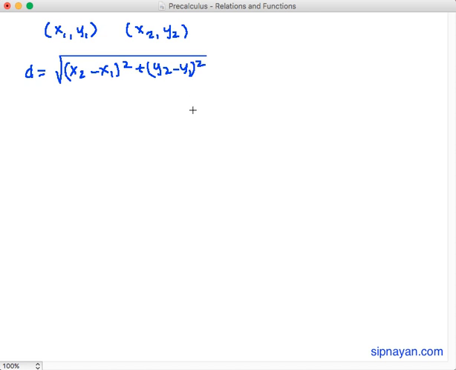From the previous video, we studied the derivation of the distance formula, right? And we said that if we have 2 points with coordinates x sub 1, y sub 1, and x sub 2, y sub 2, then the distance between them is the square root of x sub 2 minus x sub 1 quantity squared, plus y sub 2 minus y sub 1 quantity squared. So here, let's apply this formula.